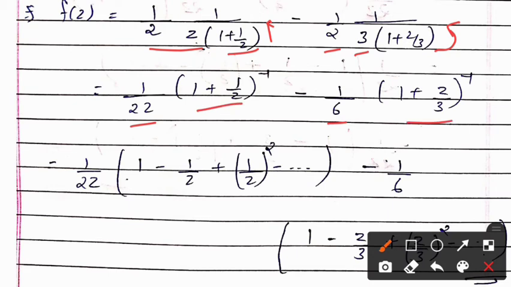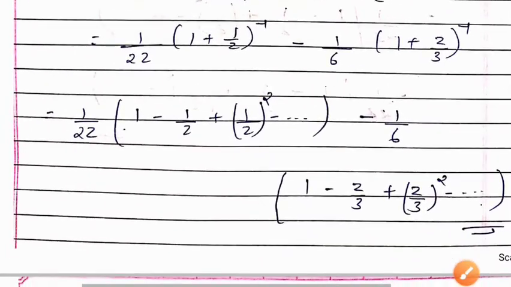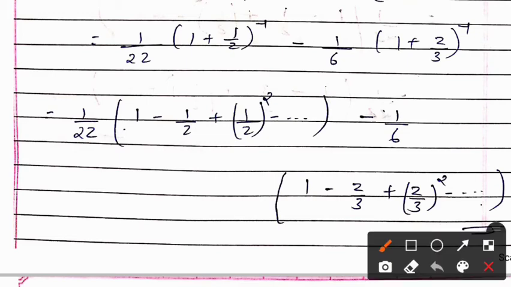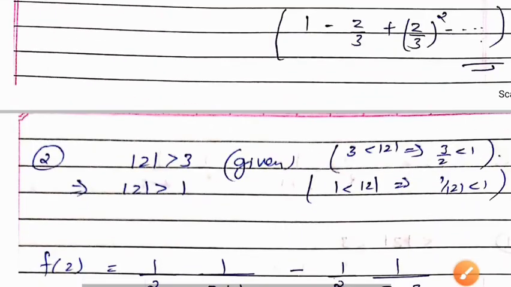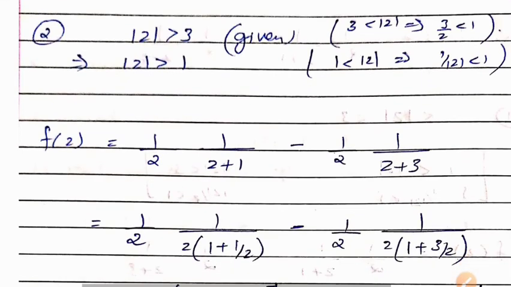Now you can see in both terms you have opposite signs, plus and minus, so our series will be alternating. That is 1 minus 1 upon z plus (1 upon z) whole square. In the same way, I get 1 minus z by 3 plus (z by 3) whole square, and so on. So this is the required Laurent series for the first region. Now in the same way we will move towards the second region.